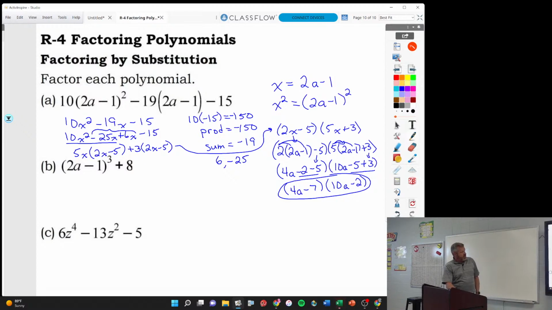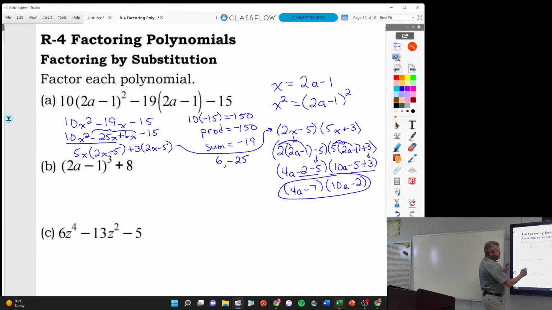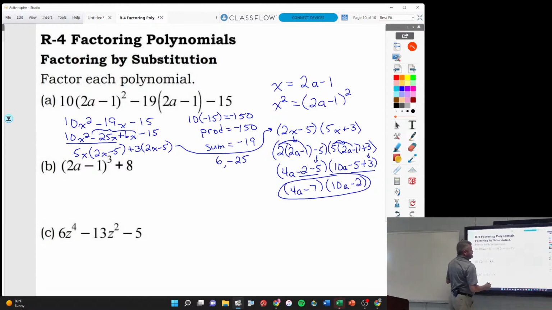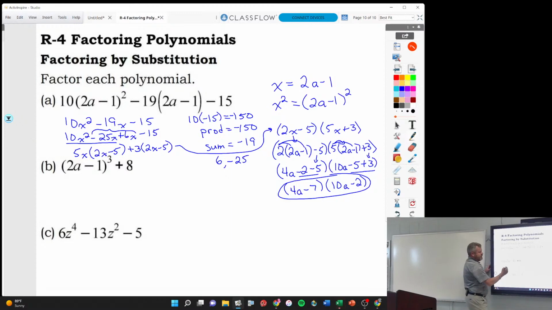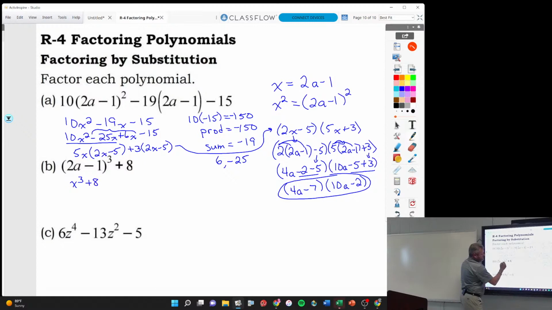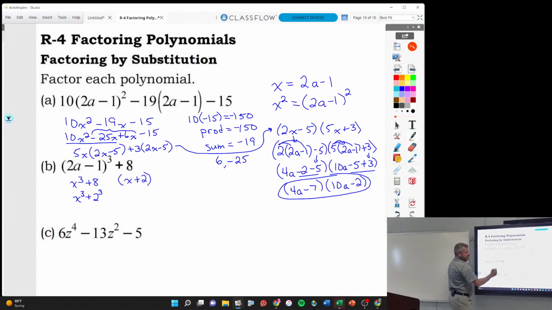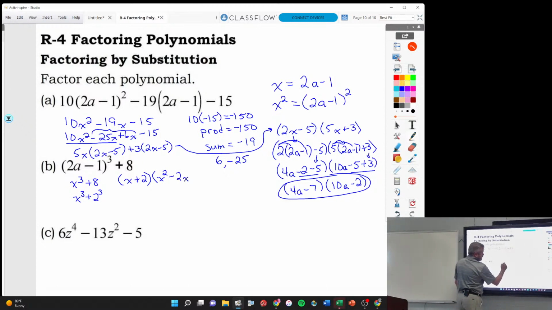Part B, that is a sum of cubes. And it's nice that I still have the 2a minus 1. So I'm going to still let 2a minus 1 and x be the same thing. So I have x cubed plus 8, which means I have x cubed plus 2 cubed. So I know that that factors into x, same sign, y, times x squared, opposite sign, x times y, always plus y squared.